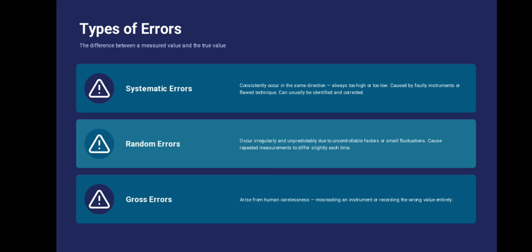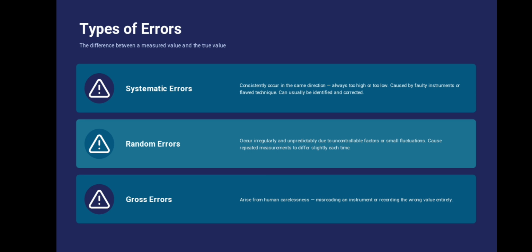Now let's talk about errors, the difference between the measured value and the true value of a quantity. Errors are classified into a few types. Systematic errors are errors that consistently occur in the same direction, either always too high or always too low. These arise due to issues like faulty instruments, imperfect measurement technique, or environmental conditions that aren't accounted for.